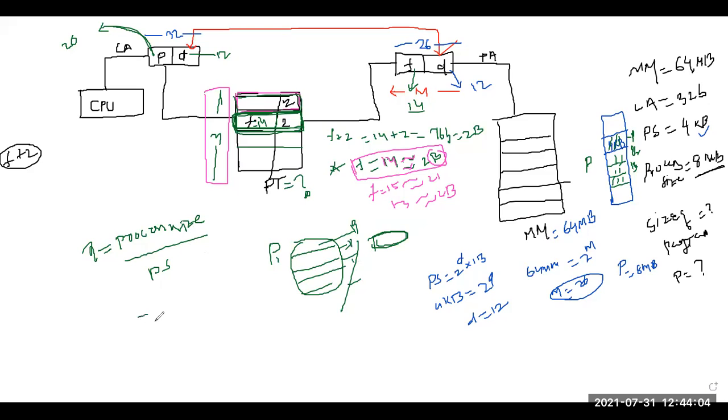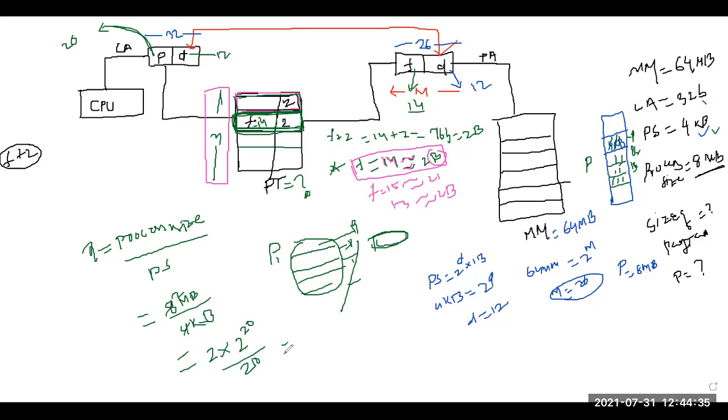Now in this case, what is the process size? It is 8 MB. And what is the page size? The page size is 4 KB. Now if you cancel this, it goes 2 times. If there is a problem with KB, you can cancel like this. MB is 2 to the power of 20, and KB is 2 to the power of 10.